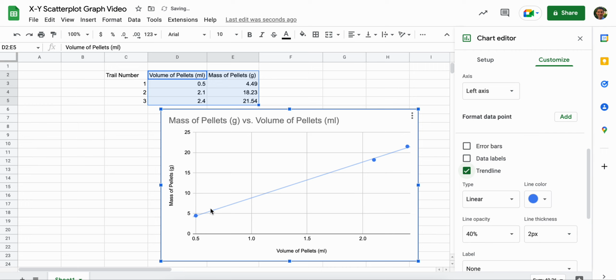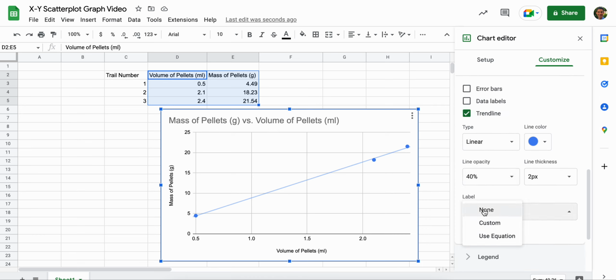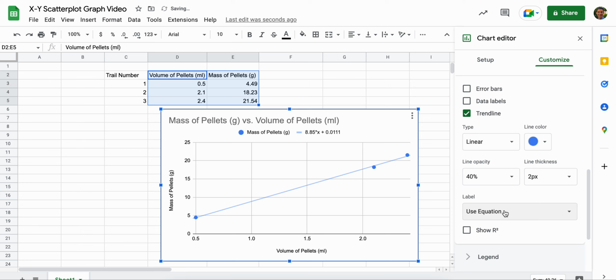So now we can see an actual line showing not necessarily the data points touching the line, but showing a general relationship between mass and volume. But this line can also have, click label, use equation. It also has an equation. Y is equal to mx plus b.